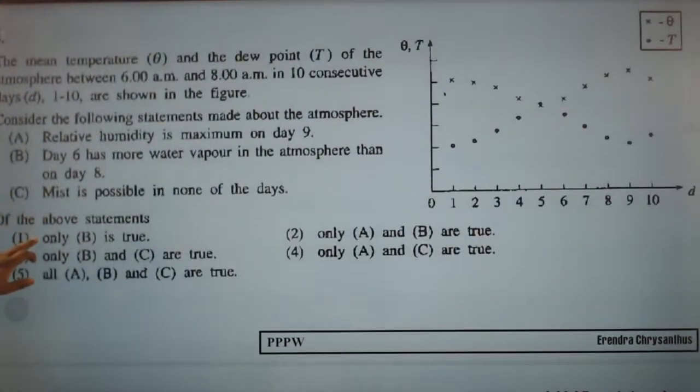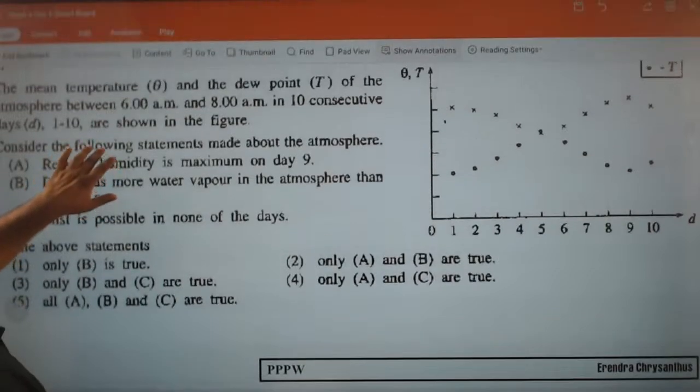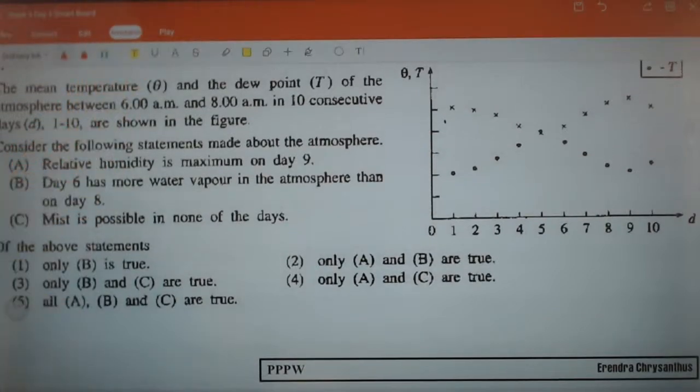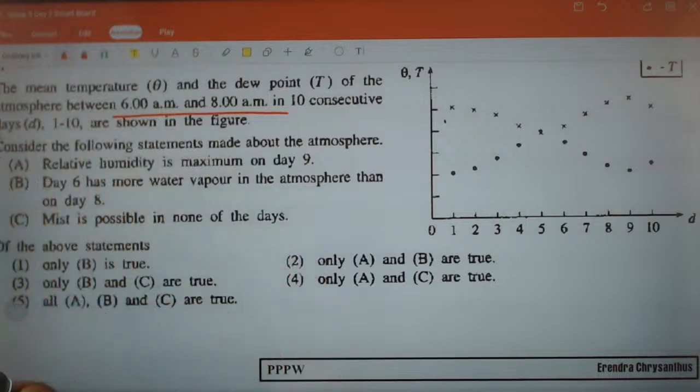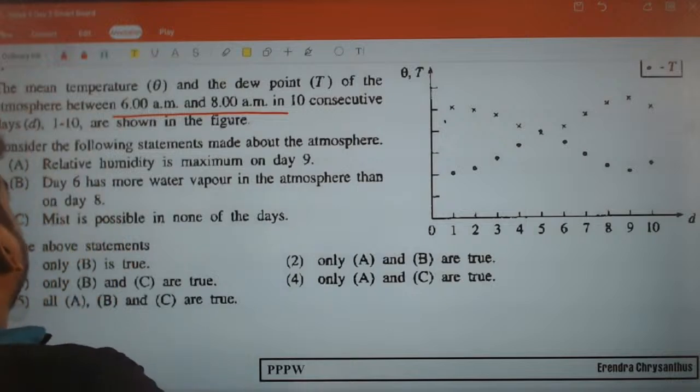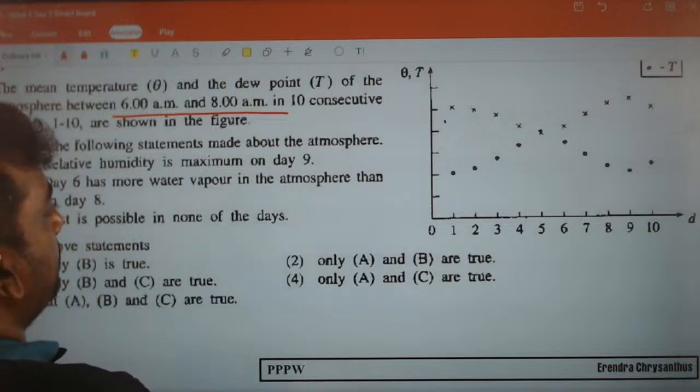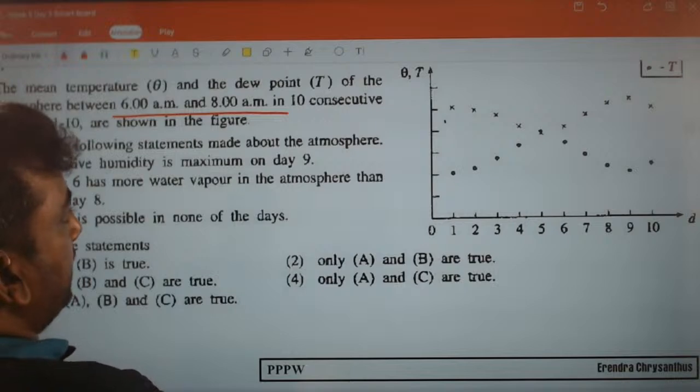Moving up. This is a good question. The mean temperature theta and the dew point T atmosphere 6 am to 8 am in 10 consecutive days are shown. So consider the following statements.